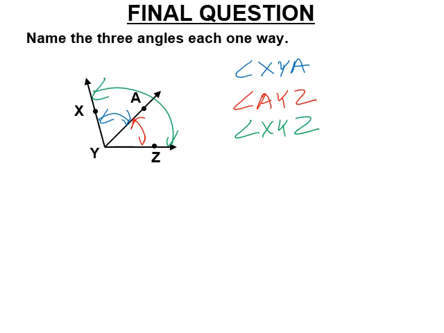And each of those has one other way, but Y was the vertex of each of those angles. You can't call them angle Y because you couldn't tell them apart.